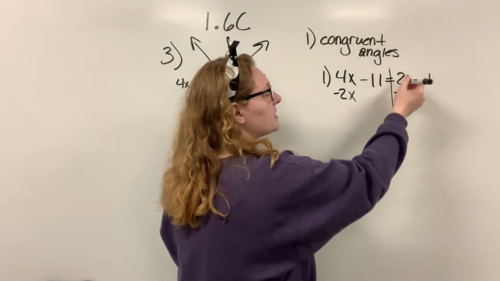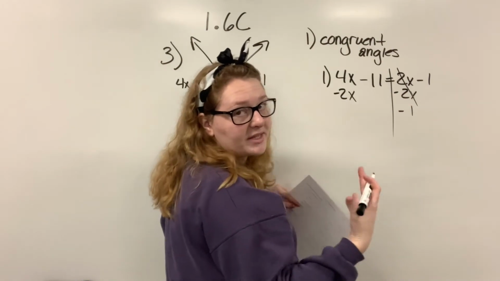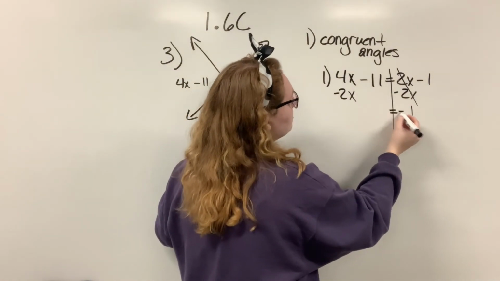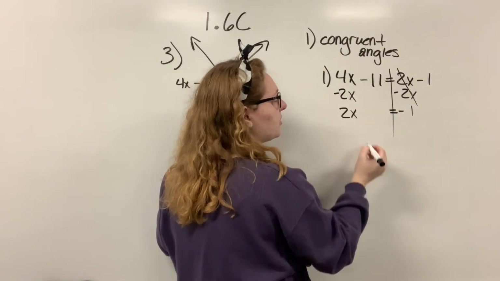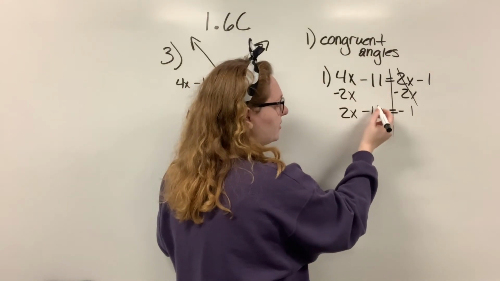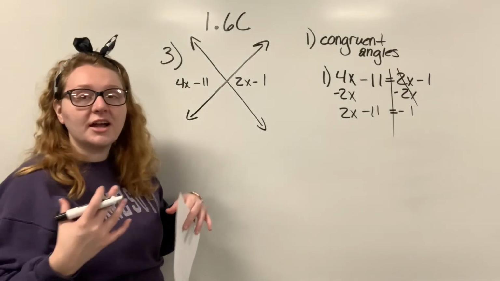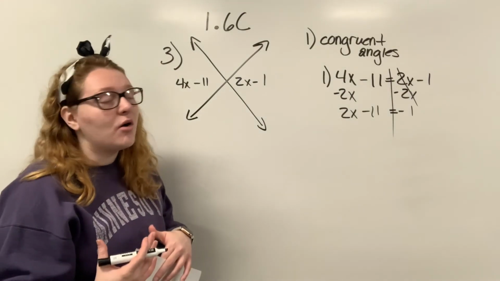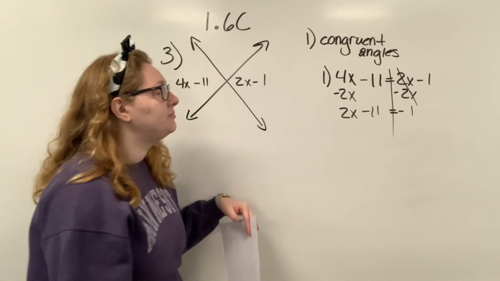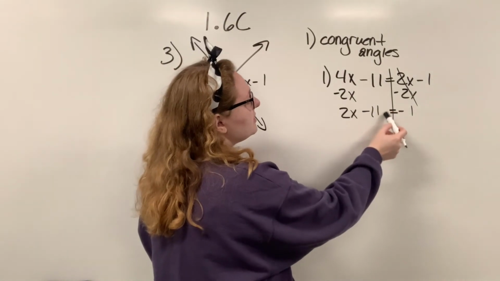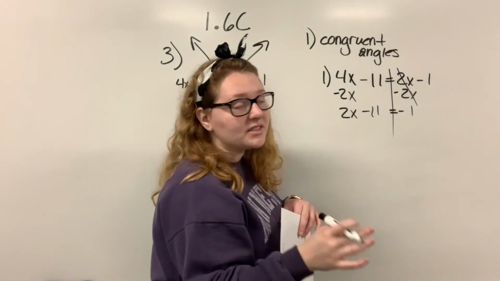Positive 2x minus 2x, those cancel, leaving us with just a negative 1 on the right side of the equal sign. And then 4x minus 2x, that leaves us with a 2x, and then we're just going to carry down this negative 11 because we haven't touched it yet. Okay, so we got all our x's on one side. Now I want all of our constant terms on one side. Okay, so I see this negative 11 chilling with our variables here. So I want to go ahead and move that.